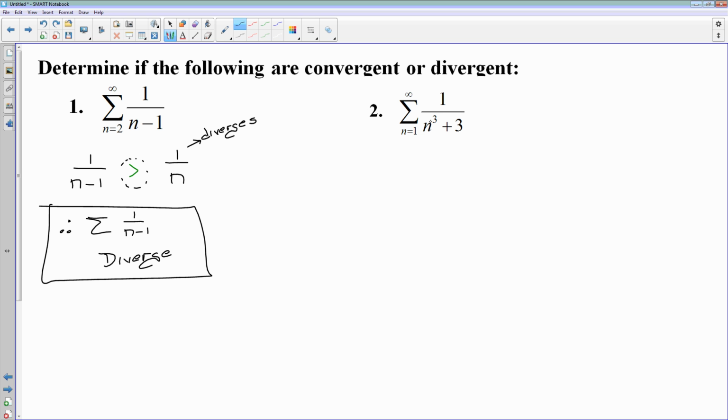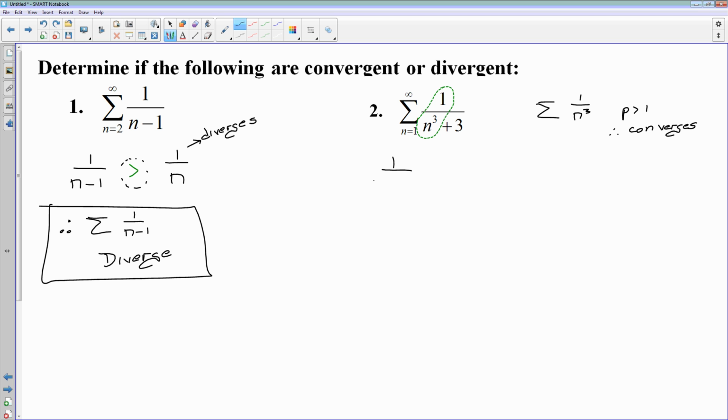Now, looking at number 2, I'm going to do the same kind of trick. I'm going to ignore the plus 3 for a minute, and I'm going to do a direct comparison to 1 over n cubed, which is a p-series. So I'm going to compare to my series 1 over n cubed. That is a p-series with p greater than 1. So I know that 1 over n cubed converges. What I have to do is determine what about if it's 1 over n cubed plus 3.